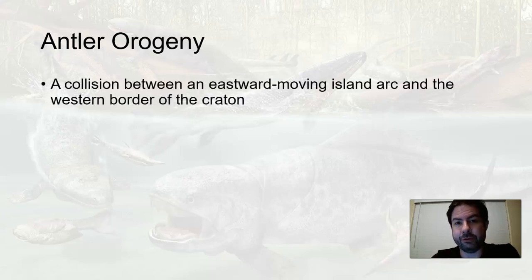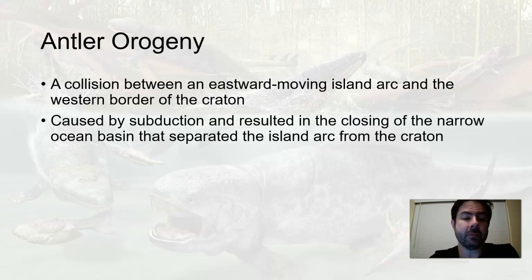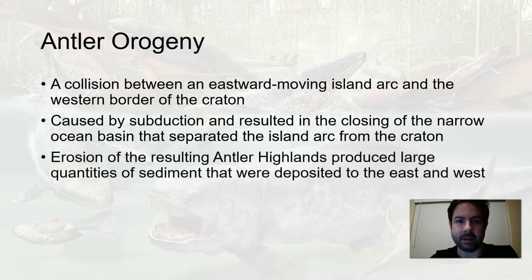So we had a collision between some eastward moving island arcs and the western border of the North American craton of Laurasia. It's caused by a convergent boundary. There was subduction, which resulted in the closing of a narrow ocean basin that separated the island arc from the craton, smushing those two things together, accreting them.